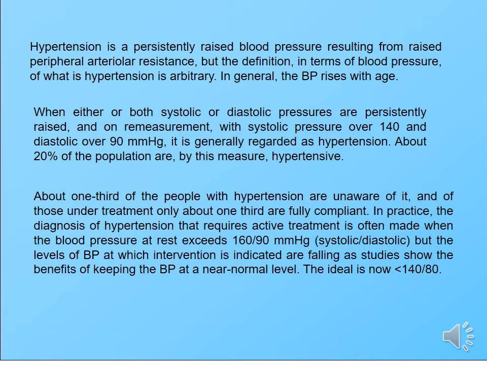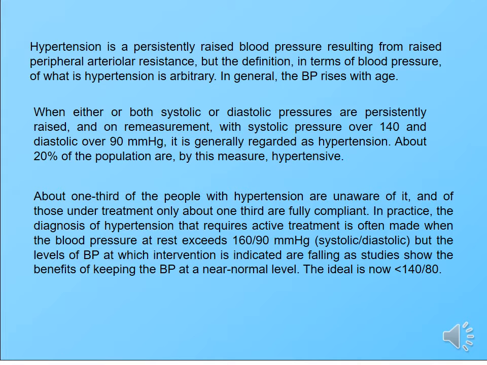What does hypertension mean? Hypertension is a persistent rise in blood pressure resulting from raised peripheral arterial resistance, but the definition in terms of blood pressure of what is hypertension is arbitrary. In general, the blood pressure rises with age. البلد بريشر عند البالغين أكثر لوجود قلة التون and نقصان قطر of the blood vessel خاصة الارتري.